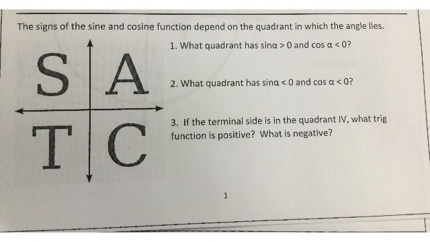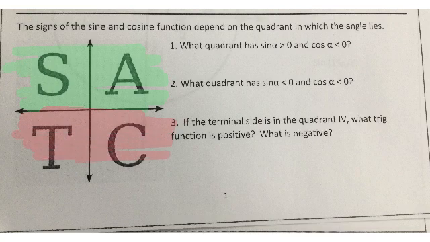This is a way to help us remember what is positive in a given quadrant. So, again, if we think back to all we know so far, we know sine is the y value, cosine is the x value. So where are my y values positive? My y values would be positive above the x-axis. Does that make sense to you? That's where my y's are positive. Where are my y's negative? That would be below the x-axis.